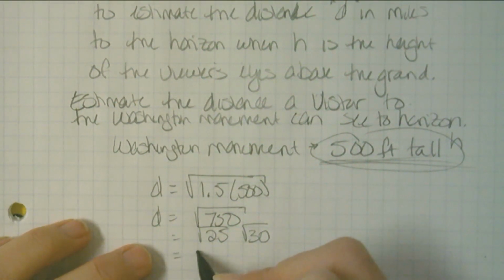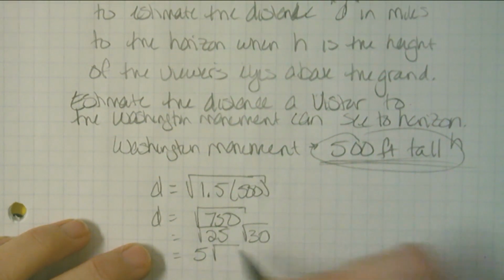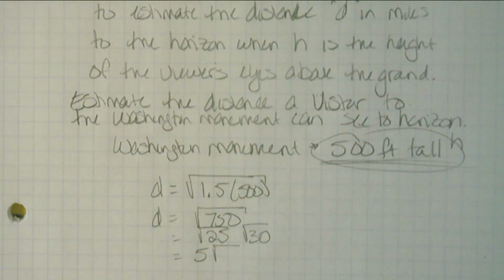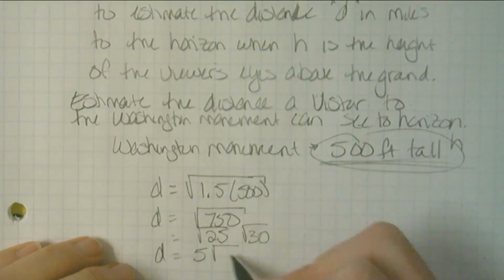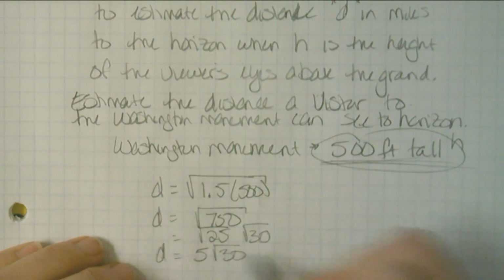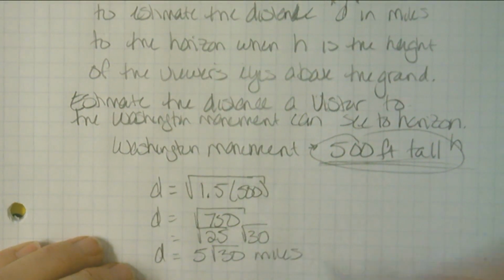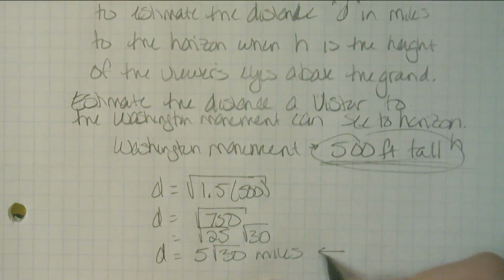So this ends up being 5 times the square root. Well, does 30 have a perfect square factor? I don't think so, does it? So this is simply D is equal to 5 times the square root of 30 miles. Now, this is exact.